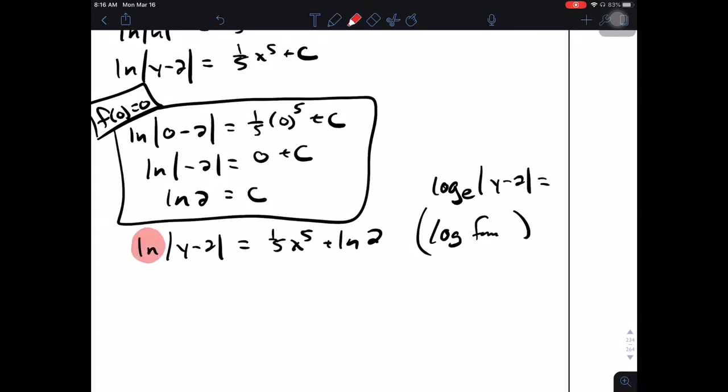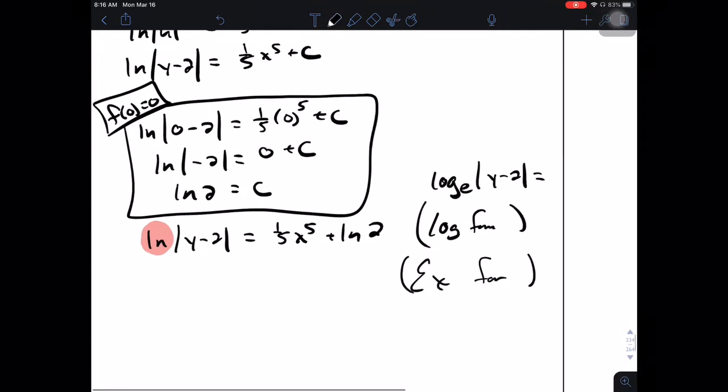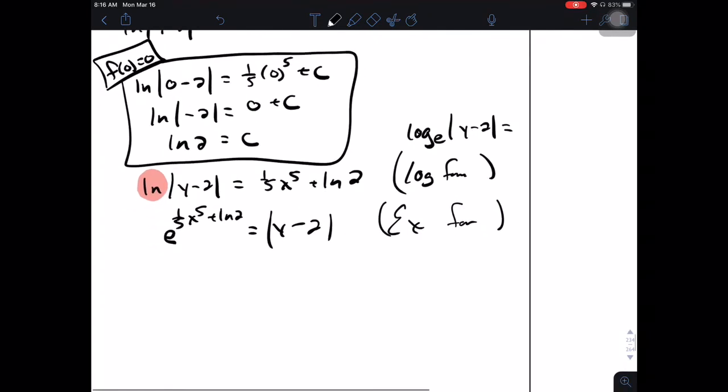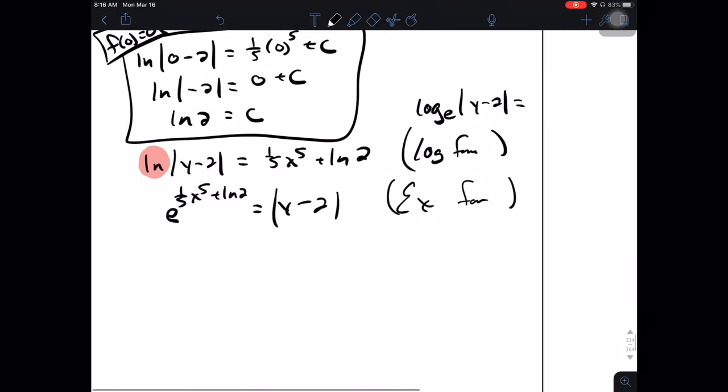Natural log means it has a base of e. To put it in exponential form, you take the base, e, raised to the exponent, 1/5 x to the 5th plus natural log of 2, and you set it equal to the argument, the absolute value of y minus 2. Now at this point, there are two solutions. Well, before we do that, this here can be simplified quite a bit.